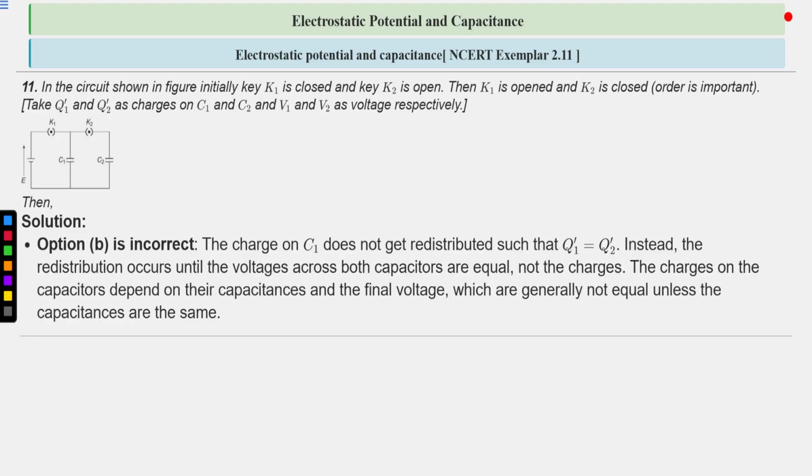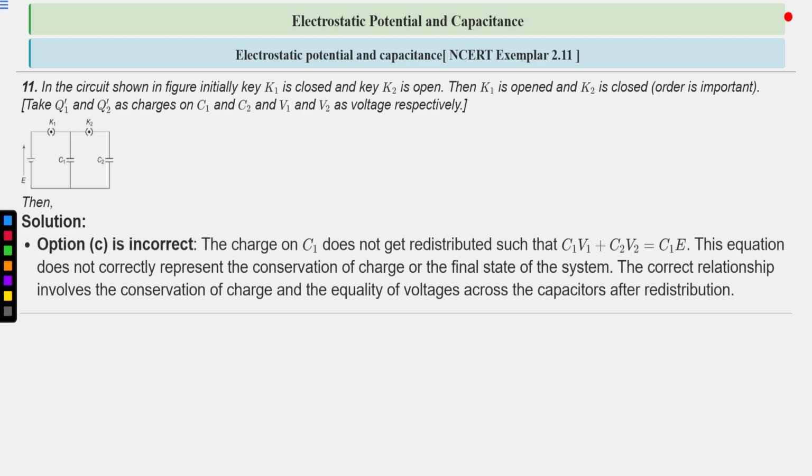So option B is incorrect because C1 does not get redistributed such that Q1' equals Q2'. Instead, redistribution occurs until the voltage across both capacitors is equal, not the charges. The charges on the capacitor depend on their capacitance and final voltage. So charges will not be the same on these capacitors because they are of different capacitance. Charges will only be the same if they are of the same capacitance, so they are generally not equal unless the capacitances are the same.